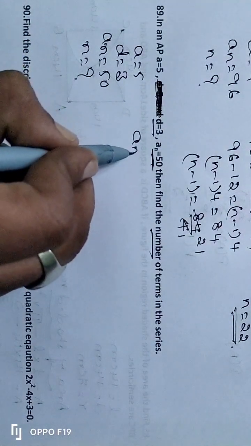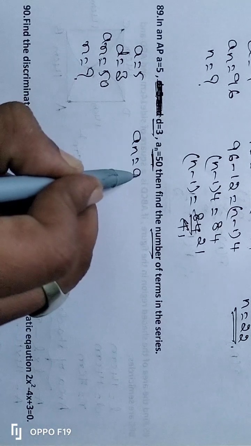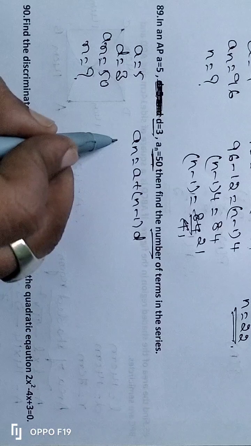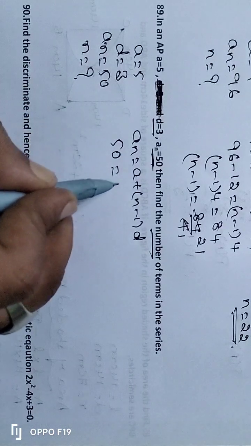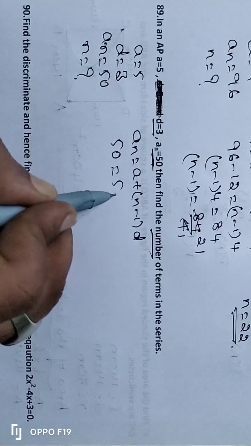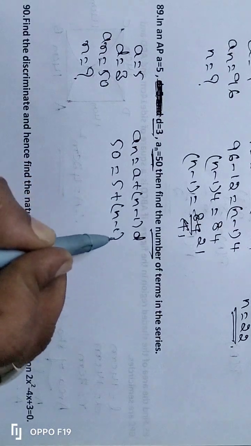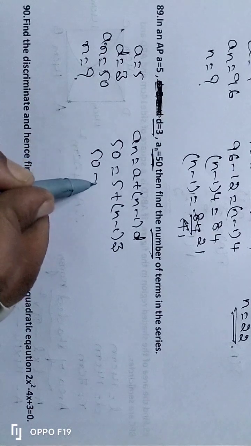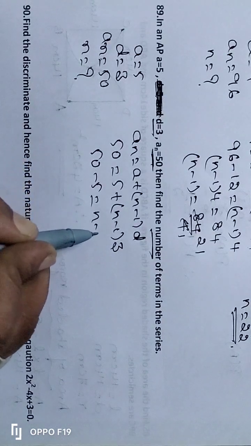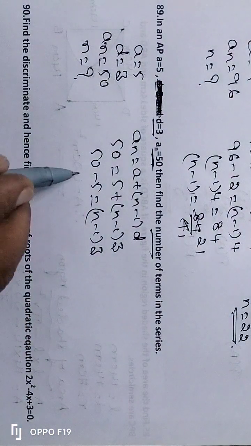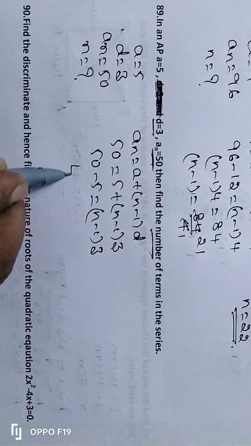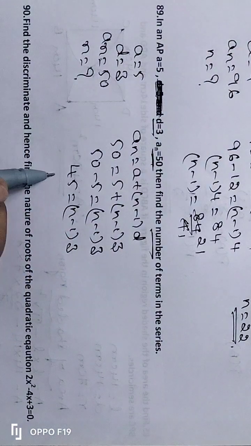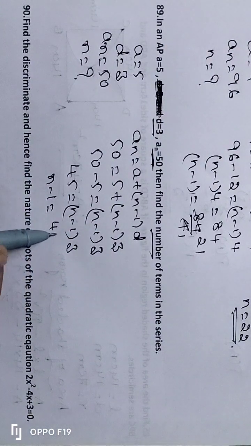So what is the formula? An is equal to A plus n minus 1 into D. So An means 50 is equal to A means 5 plus n minus 1 into D means 3. So 50, if you shift plus 5, minus 5, is equal to n minus 1 into 3. 50 minus 5 is 45, equal to n minus 1 into 3. N minus 1 is equal to 45, divided by 3.